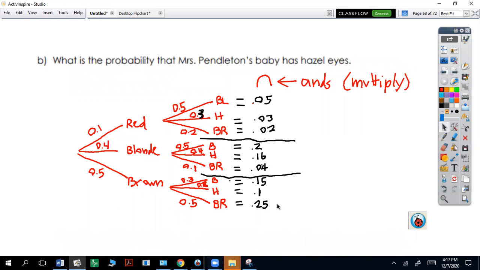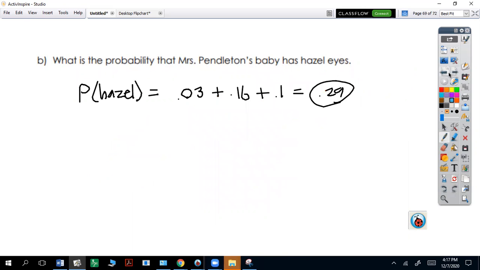Well, let's take a look at our tree diagram. We have hazel eyes in a few different spots. We got them right here, and we got them here, and there. So the overall probability of getting hazel eyes is going to be those 3 added together: 0.03 plus 0.16 plus 0.1. And that's going to give you 0.29. So the probability that her baby has hazel eyes is 0.29.